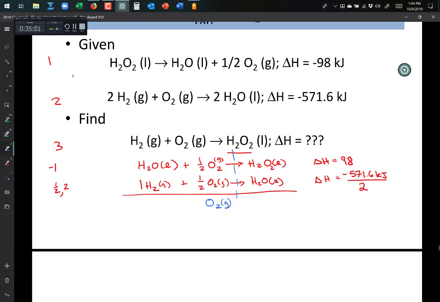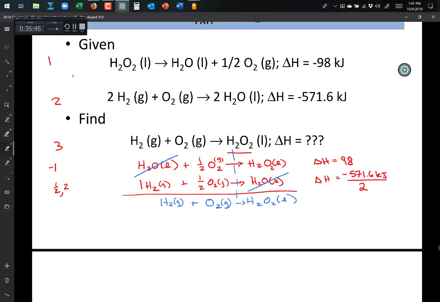Is there anything on the left and the right that are the same? Remember spectator ions, right? H2O. And so what am I left with? On the left side, I just have H2 gas, right? Plus O2 makes H2O2 liquid. So that's the reaction that I was looking for. And all that extra stuff just disappeared. Added together, all the weird stuff went away, and you ended up with the reaction you wanted.